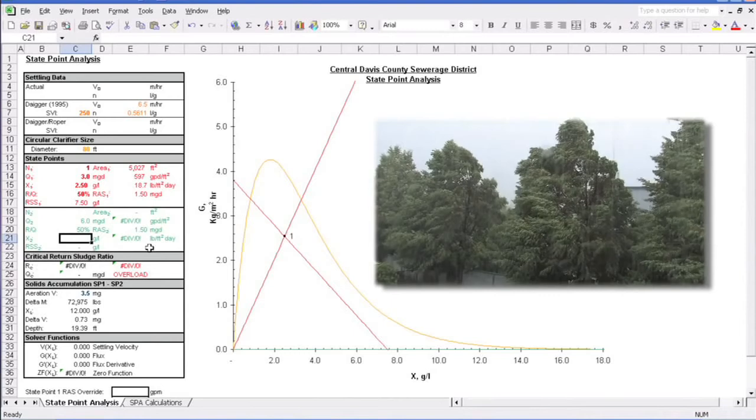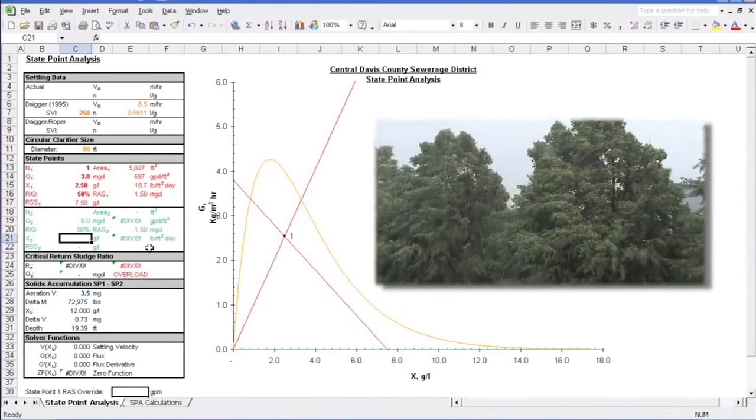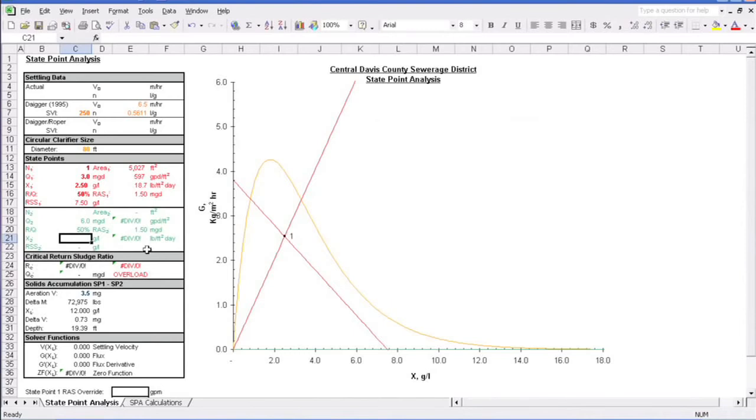So it's a rainstorm. It hits your system and the flows begin to rise. Before you know it, your influent flow has risen to 4 mgd and your RAS pumps don't automatically adjust with the flow. For this, we need to override the RAS rate. We see that 50% of 3 mgd is 1.5 mgd of RAS.